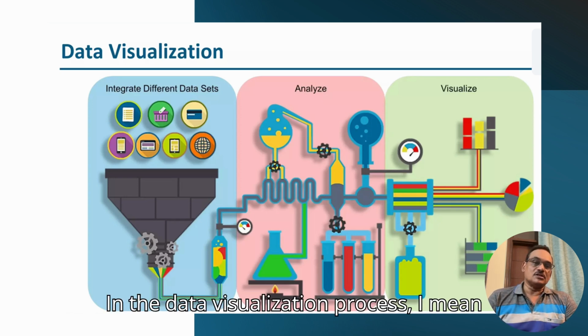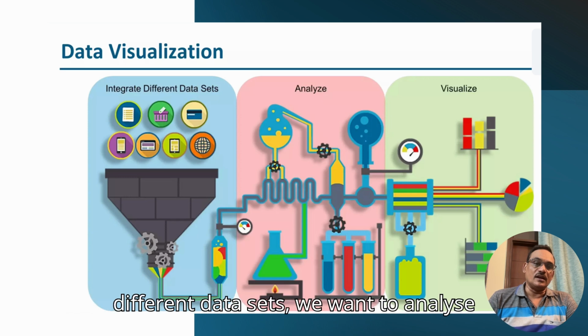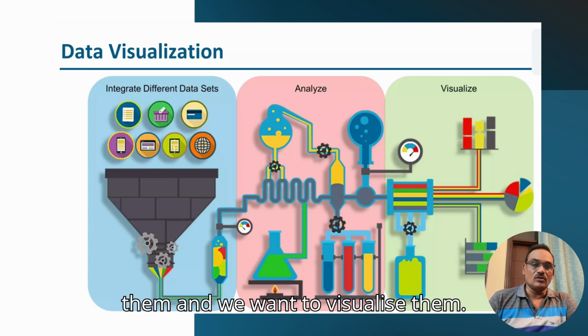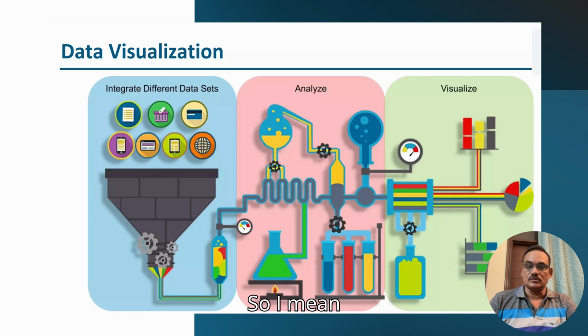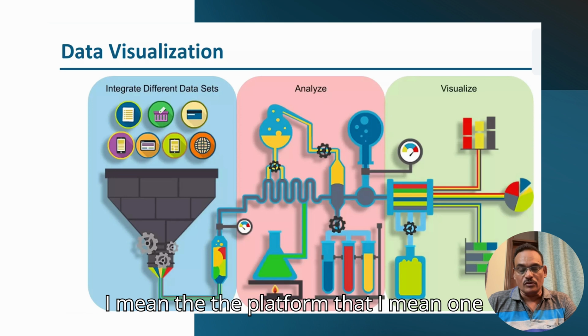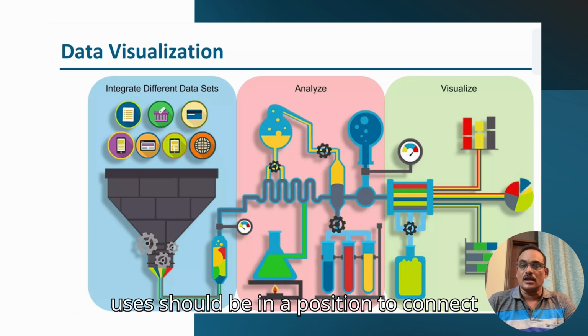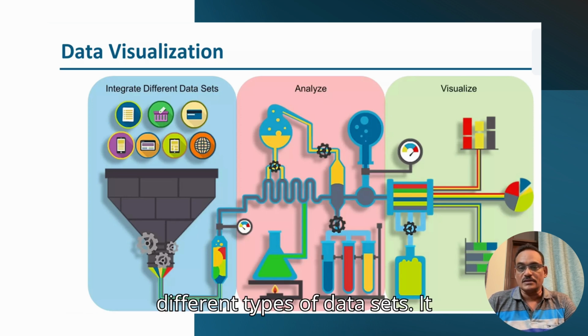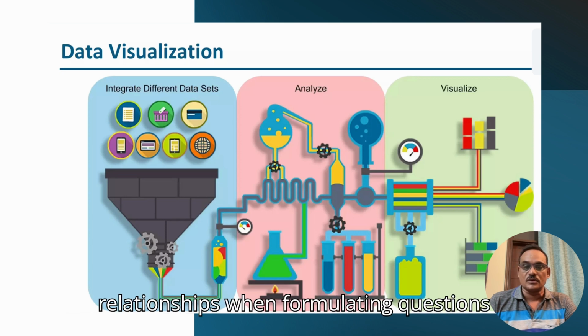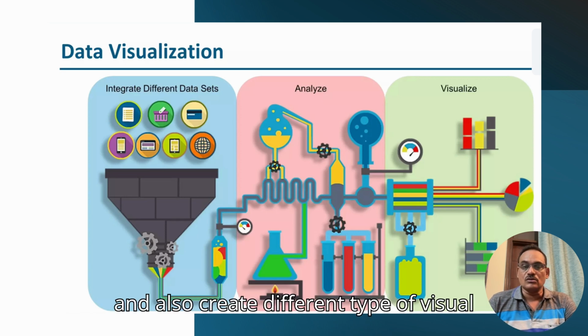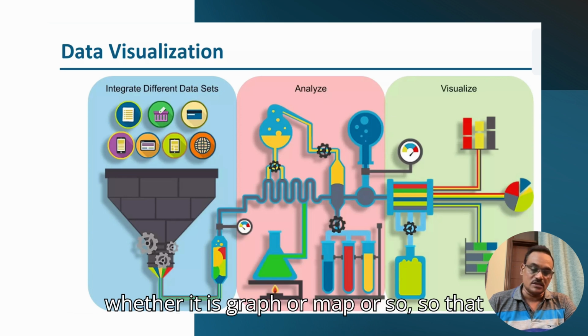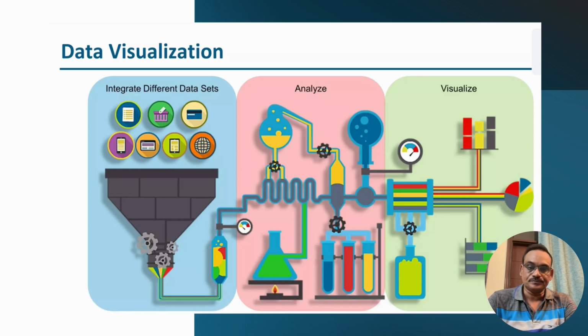In the data visualization process, we want to integrate different data sets, we want to analyze them, and we want to visualize them. So the platform that one uses should be in a position to connect different types of data sets. It should have the ability to analyze and explore the data set, identify relationships when formulating questions, and also create different types of visuals, whether graph or map, so that things can be communicated easily.